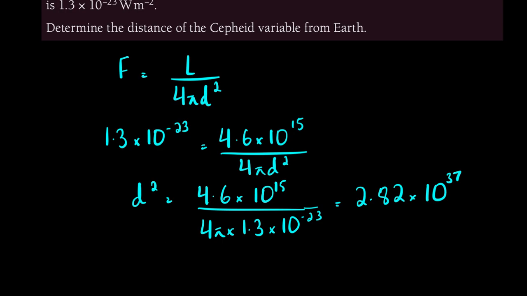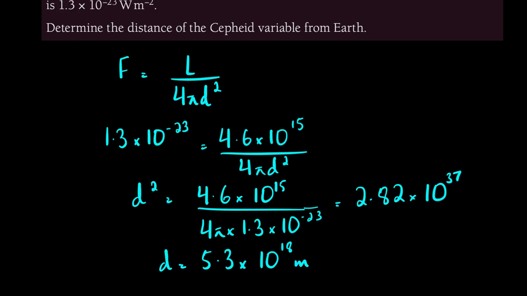So taking the square root on both sides, d, the distance, turns out to be 5.3 into 10 to the 18 meters. Right, so that is how you calculate the distance of any standard candle from Earth.